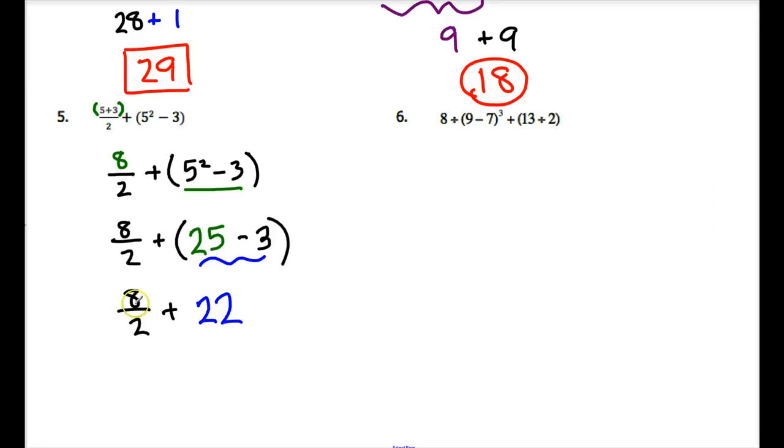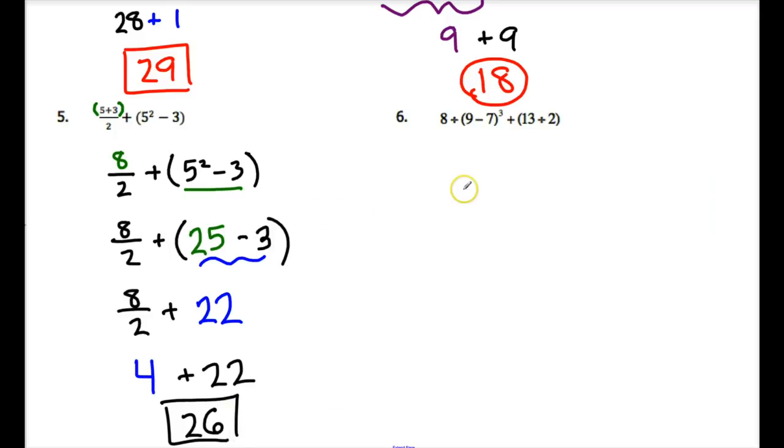Okay, so now I have 8 over 2, and I have addition here. If you remember, a fraction bar means divide, so really I have division and addition here. I know division needs to come before addition, so I'm going to divide my 8 and my 2. 8 divided by 2 is positive 4, so now I have 4 plus 22. And 4 plus 22 is 26, so my answer for this one is positive 26.